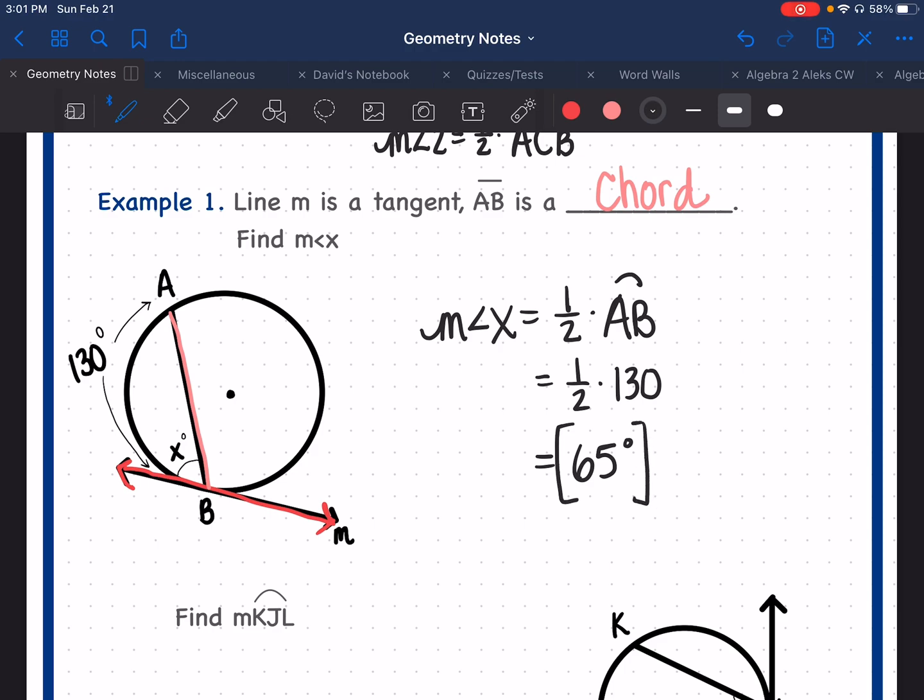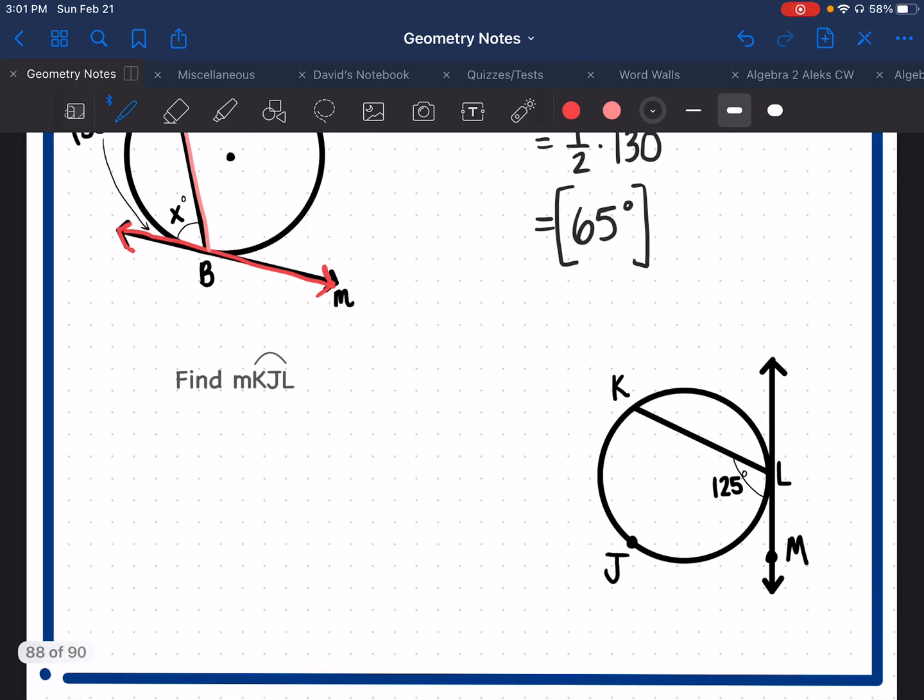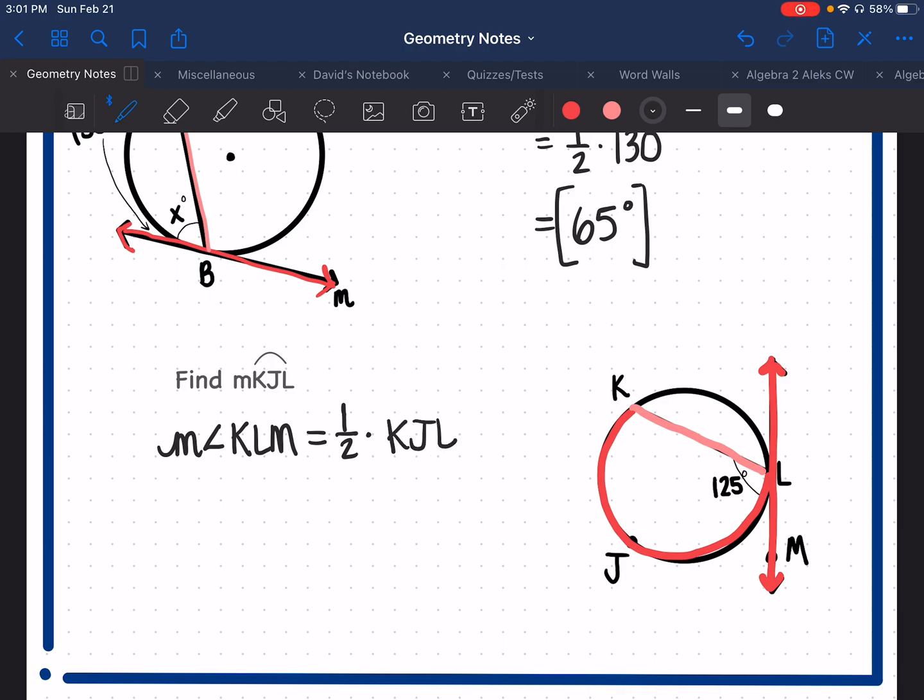Let's take a look at another way that you could see this problem. Here's a second circle, and they want us to find the measure of arc KJL. Let's draw that arc. There it is. Here is my tangent, and here is my chord. If I use the theorem, the measure of angle KLM, which I know to be 125 degrees, is 1/2 of that arc KJL.